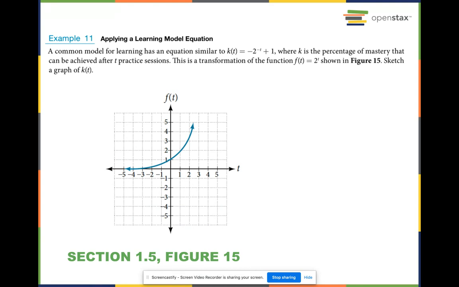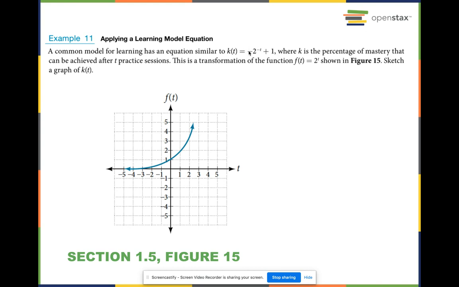Okay, let's look at a word problem. A common model for learning has an equation similar to this one. K of t is minus 2 to the negative t plus 1, where K is a percentage of mastery that can be achieved after t practice sessions. This is a transformation of an original toolkit function. This is an exponential equation. Our base is 2, and our variable t is in the exponent. This is a graph of our original equation, 2 to the t. But we want to graph this one.